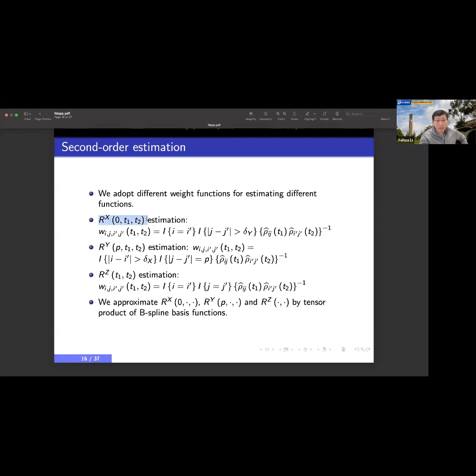For example, if we are trying to estimate the covariance of X at zero distance, in other words the covariance within the same back station, this is the weight function we're going to use. We focus on pairs where i is equal to i prime, pairs of events that happened within the same back station, but on two dates that are at least delta y days apart. Delta y is a tuning parameter, chosen so that the two days are far enough apart that the temporal covariance diminishes and can be ignored. So the effect of y can essentially be eliminated.